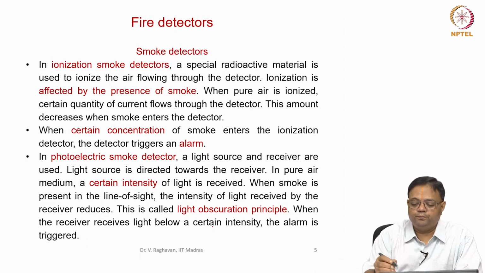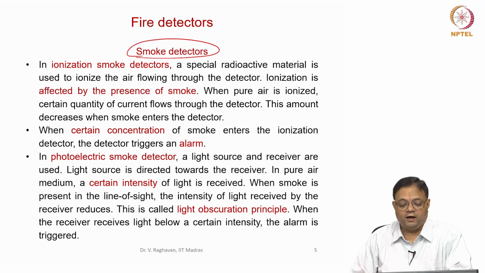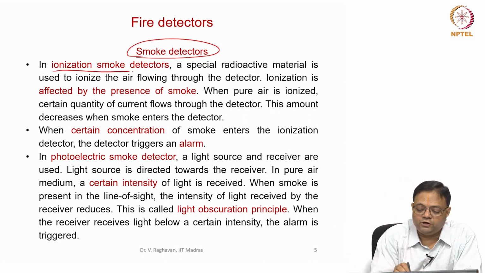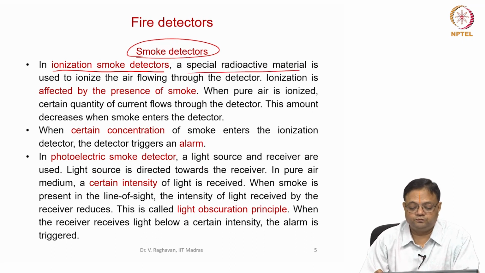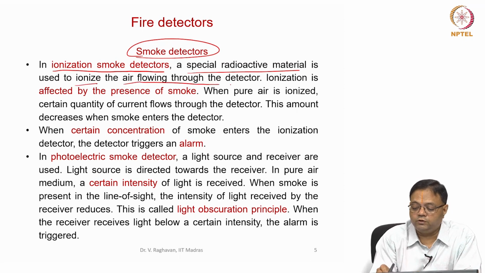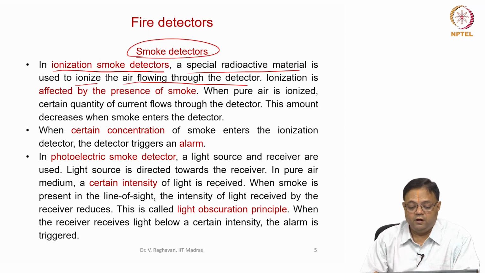So, let us see how smoke detectors work. First, we consider the ionization smoke detectors. They contain a special radioactive material which is used to ionize the air flowing into the detector. So, a special radioactive material will ionize the air flowing through it.